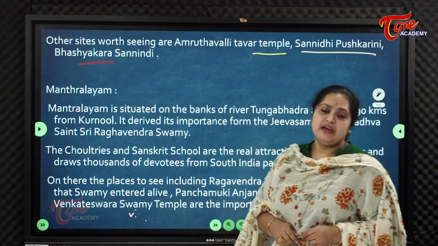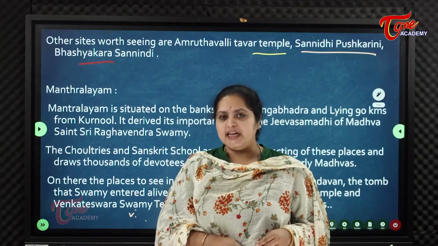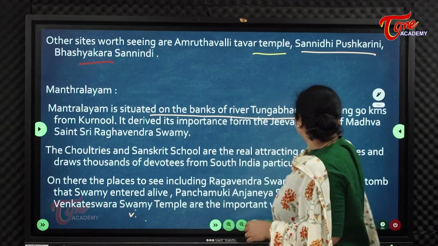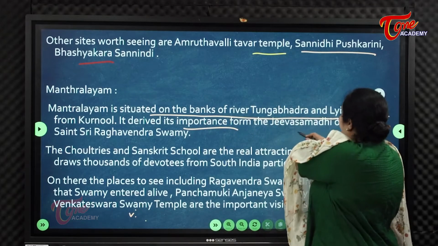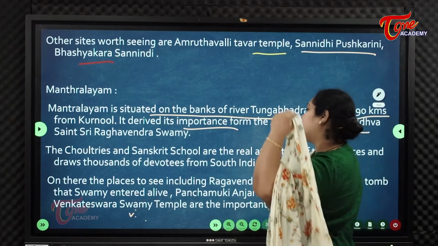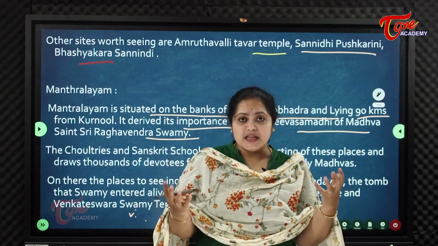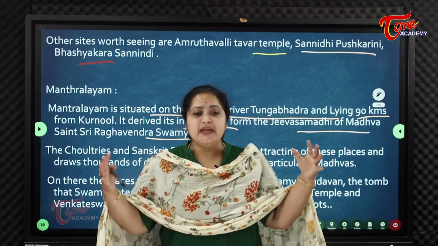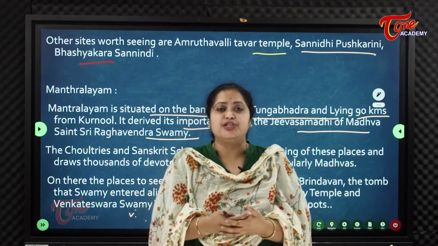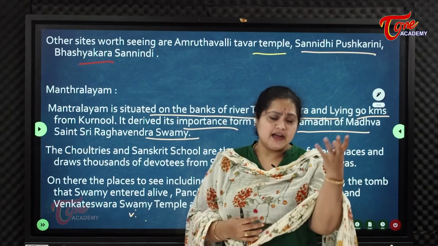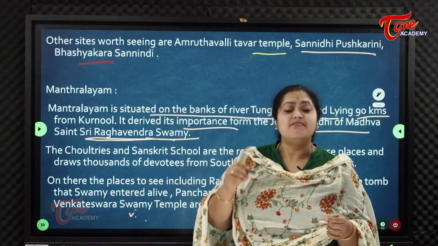Next one is Mantralayam. Mantralayam is a famous abode of Guru Raghavendra, a famous saint. It is situated on the banks of river Tungabhadra, 90 kilometers from Kurnool. It derives its importance from the Jiva Samadhi of the Madhva saint Raghavendra Swami. Jiva Samadhi means he entered the samadhi while alive, in a sitting position. Devotees visit from Karnataka and Tamil Nadu. So this is a very famous abode of Raghavendra Swami, who is a Madhva saint.